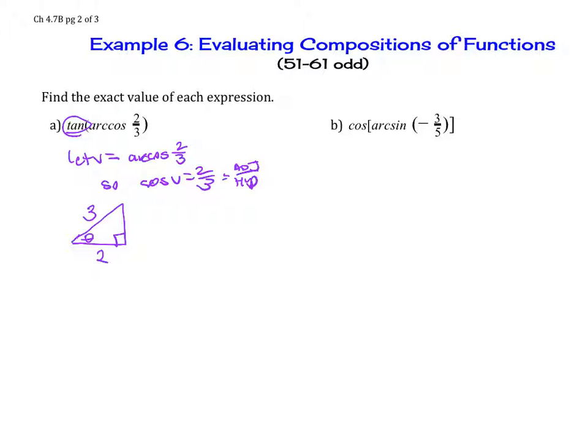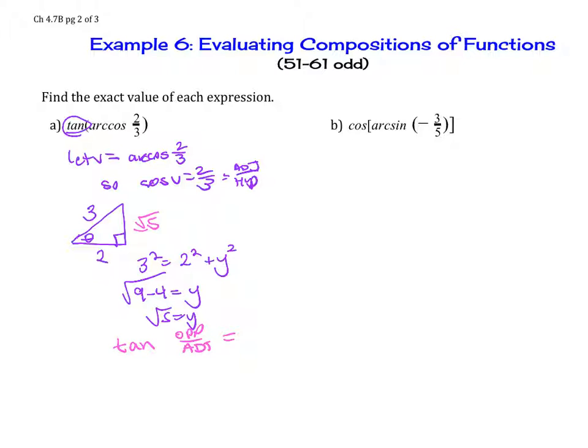And we want to figure out what tangent of that is. We're missing something. We need to figure out what this side is. So 3 squared equals 2 squared plus, I'll call it y squared for now. Then solve: 9 minus 4 equals y squared, and let's take the square root. 9 minus 4 is 5, so this value is square root of 5. Now we can think about tangent. Tangent is opposite over adjacent. So this answer will be root 5 over 2. Okay, so that's how you evaluate these.